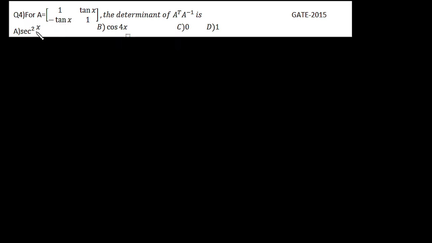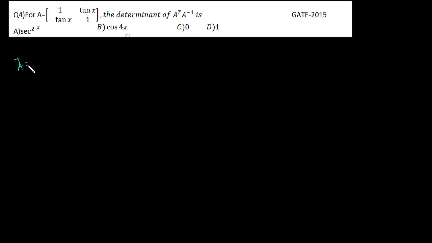Okay, let's solve question number 4. Question 4 says, for a matrix A given as 1, tan x, minus tan x, 1, what is the determinant of A transpose times A inverse? Okay, so first of all let's find A transpose. Here we are given A, so we can easily find its transpose.